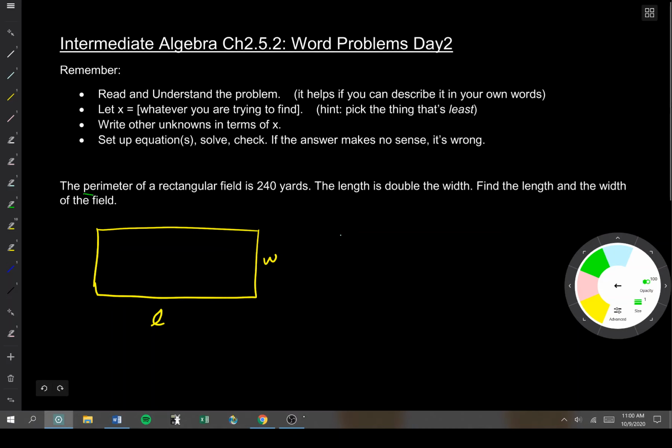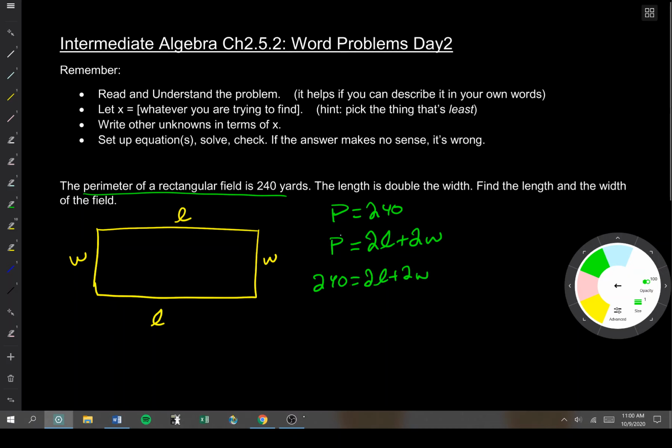The first thing is we're told the perimeter of a rectangular field is 240 yards. Well, there's two things I know. One is the perimeter is 240. But two, I know it's a rectangle. And to find the perimeter of a rectangle, it's 2 times the length plus 2 times the width. And maybe you didn't know that, but I just did a sketch and it's a rectangle, so we know there's length plus width plus length plus width. So it's 2 lengths plus 2 widths. So I actually can start with the equation 240 equals 2L plus 2W, because the perimeter is 240, so 2L plus 2W must add to 240.